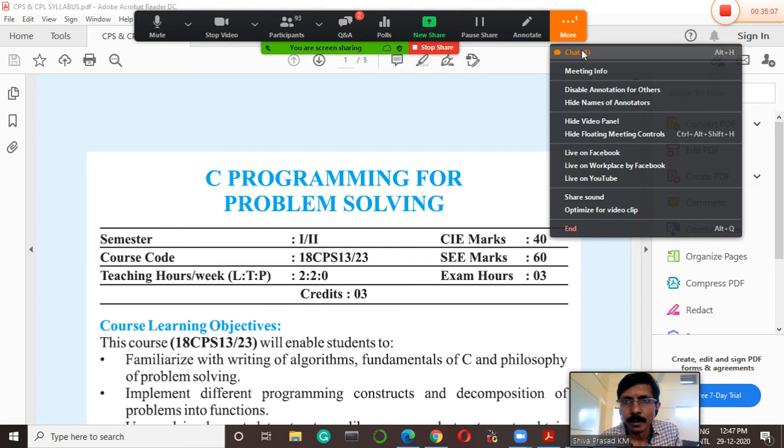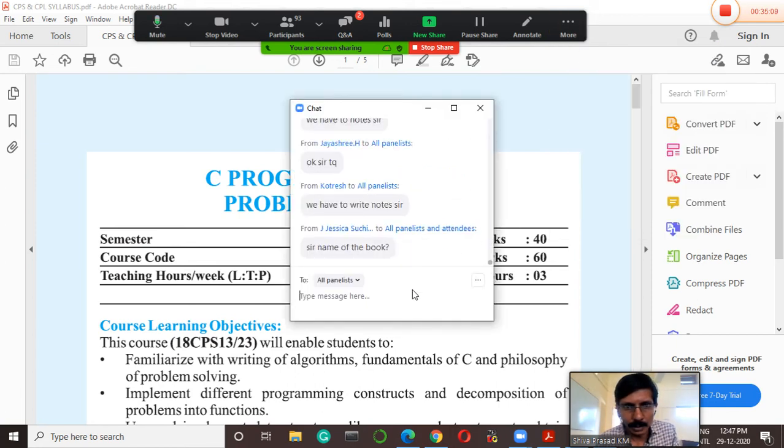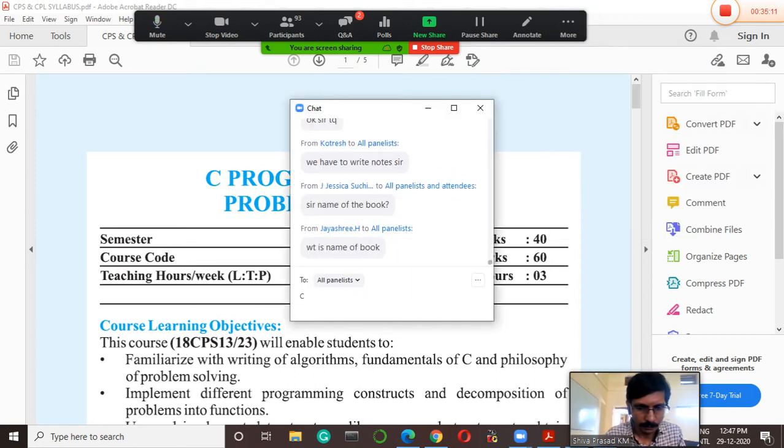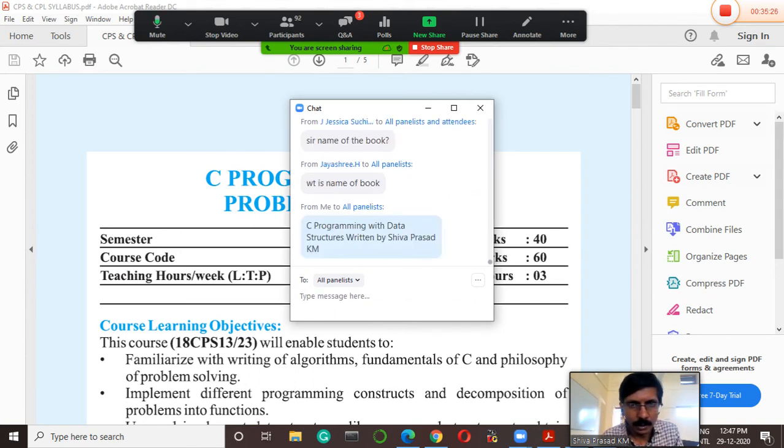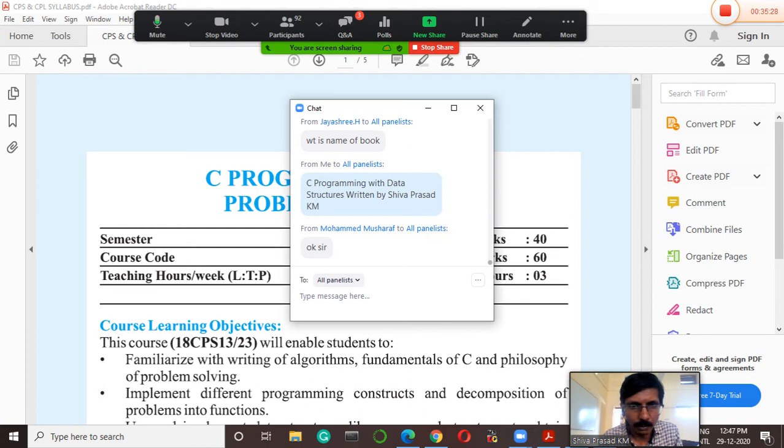Okay. Name of the book, I will share with you: C programming with data structures. So this is the title that is present on that particular book. You can show that title to the concerned library head, and they will provide you those books if you are in need of it.